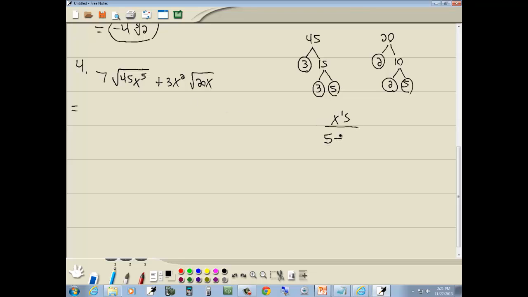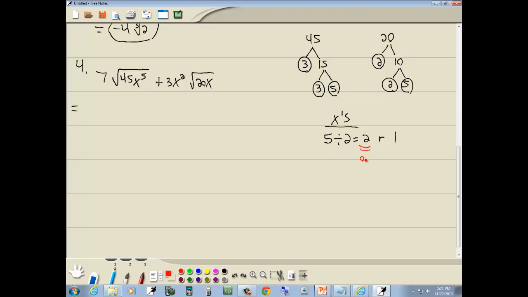We're going to take our 5, divide by our index, and that gives us 2 with the remainder of 1. Now I'm working with this x to the fifth right here. So we take our power, which is 5. That's where this 5 comes from. Divide by our index. Index is, since this is square root, by default 2. And this is old style division. 5 divided by 2 is 2 with the remainder of 1.